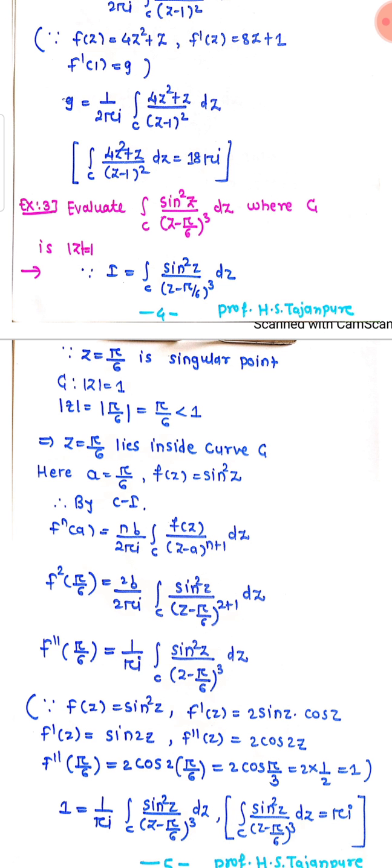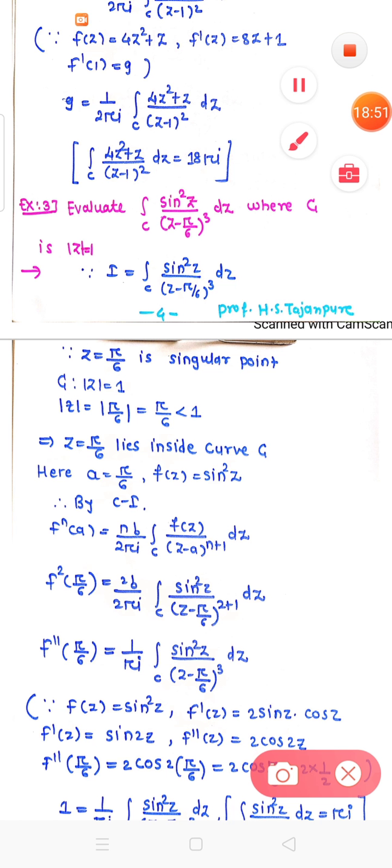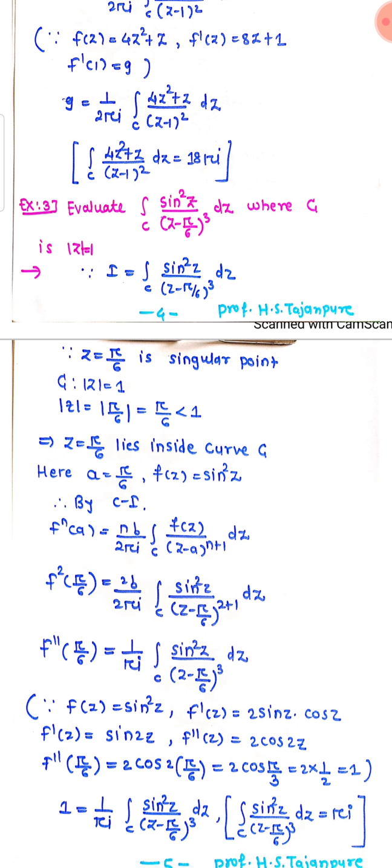n as 2 means you will get f raised to 2 of pi by 6. F raised to 2, that is f double dash of pi by 6, and the right hand side is 2 factorial upon 2 pi i, integration of sine square z upon (z minus pi by 6) bracket cube dz. Now here f double dash of pi by 6 we have to find. So let us see how to find out that f double dash of pi by 6.